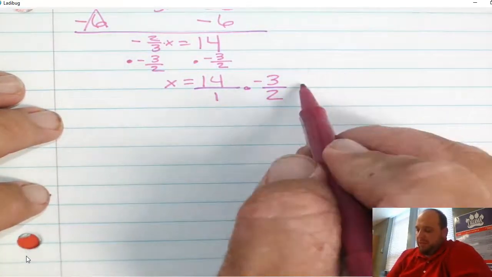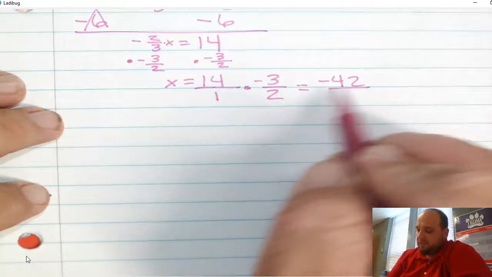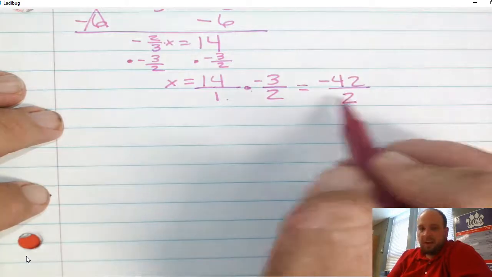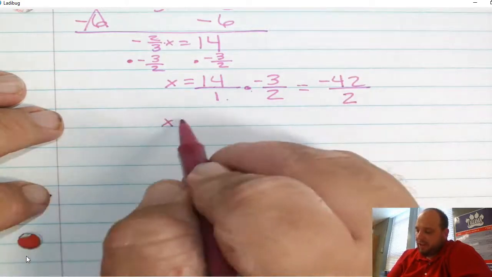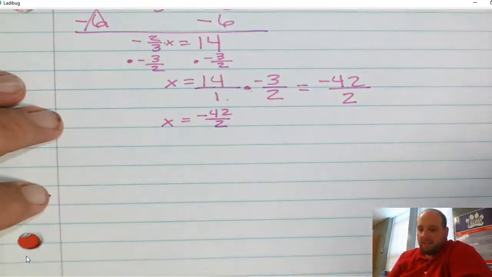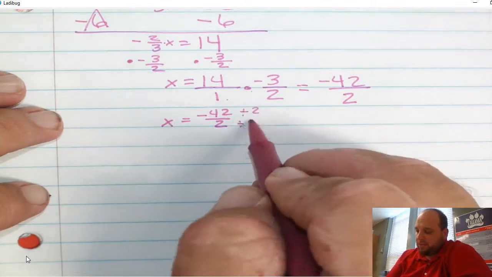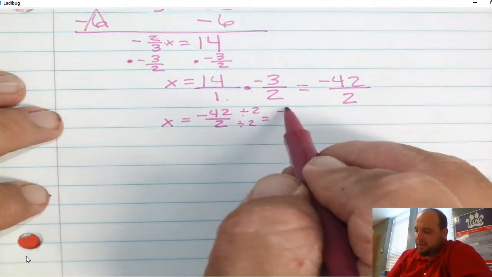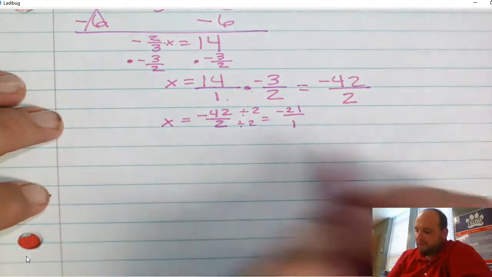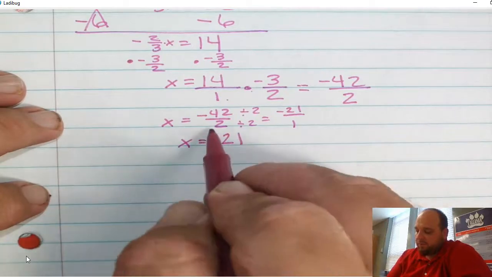14 times negative 3 gives me an answer of negative 42 because of a positive times a negative. 1 times 2 gives me 2. So I got negative 42/2. So I'm going to write that down here. x equals negative 42/2. I can simplify it because 2 goes into both of them. So I'm going to divide each of these by 2 to simplify it. That's going to give me negative 21/1, which is actually just the answer of negative 21. Okay. All right, let me go ahead and show you one more example.